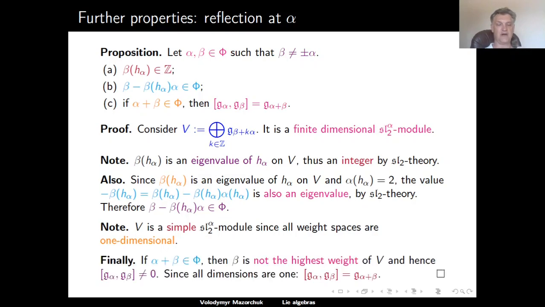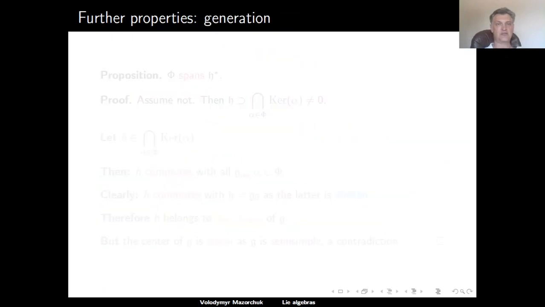And if you have a simple finite dimensional SL2 module, if alpha plus beta is a root of phi, this means that our weight subspace for the root beta is not the highest weight of V. But this means that the action of the element E sub alpha of our SL2 algebra on this weight space is non-zero. So the commutator of G sub alpha and G sub beta is not a zero space. Since all involved spaces are one-dimensional, it follows that this commutator coincides with the weight space G sub alpha plus beta.